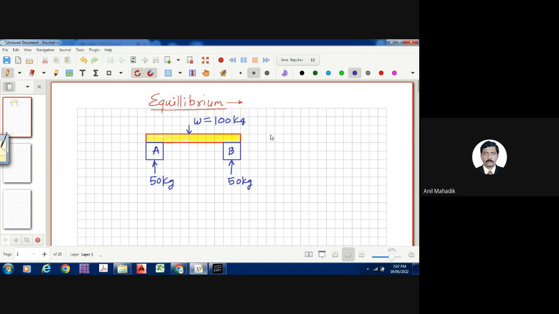So is it vertical or horizontal equilibrium? Vertical. So if you put it mathematically, sigma Fy is equal to 0.